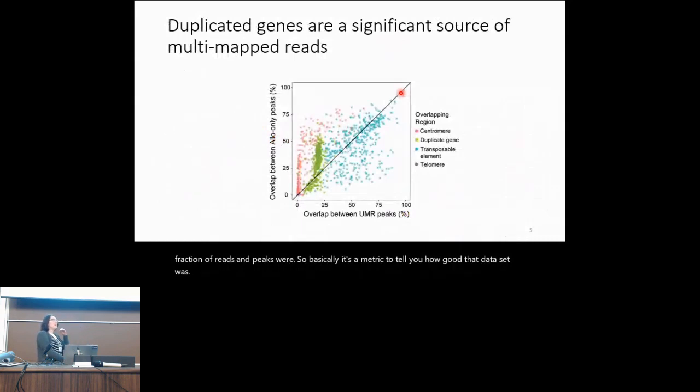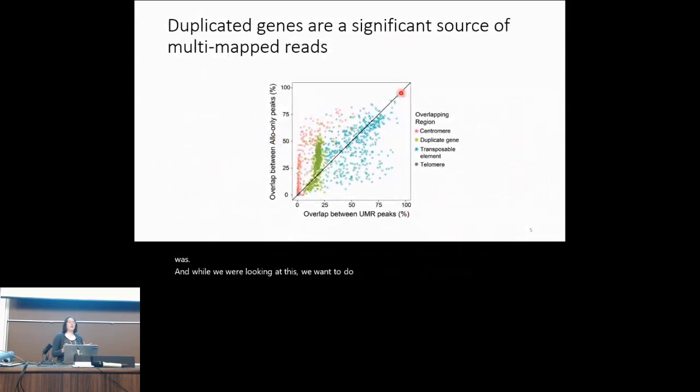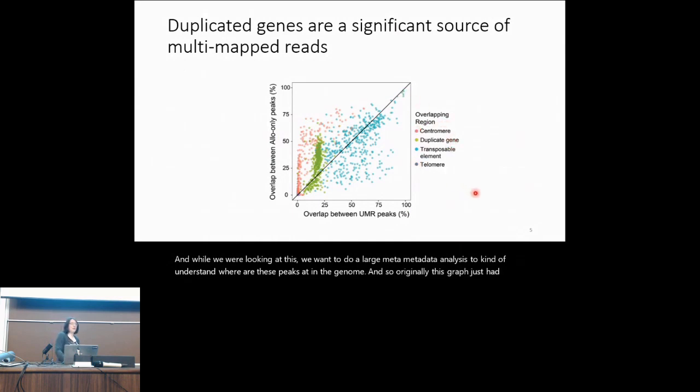And while we were looking at this, we wanted to do a large meta-analysis to understand where these peaks are in the genome. Originally this graph just had the transposable elements on it. We assumed that between the uniquely mappable peaks and the allo-only peaks, you would see a really big portion of the allo-only peaks in transposable elements, but that's not what we saw. You're equally likely to get peaks with uniquely mapped versus allo-only in transposable elements.